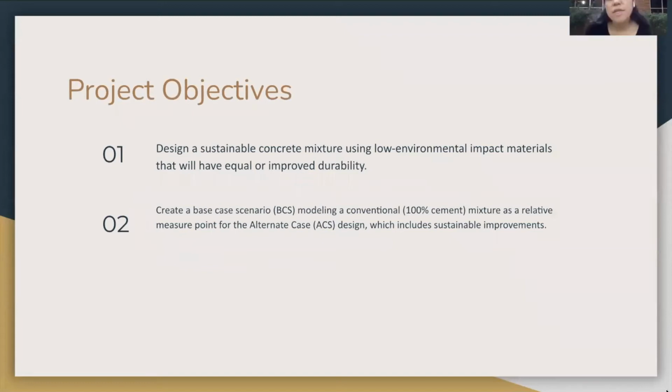The project objectives are to define a sustainable concrete mixture using low environmental impact materials that will have equal or improved durability. This will be modeled by creating a base case scenario that will contain a conventional 100% cement mixture and compare it relative to an alternative case design, which includes sustainable improvements.